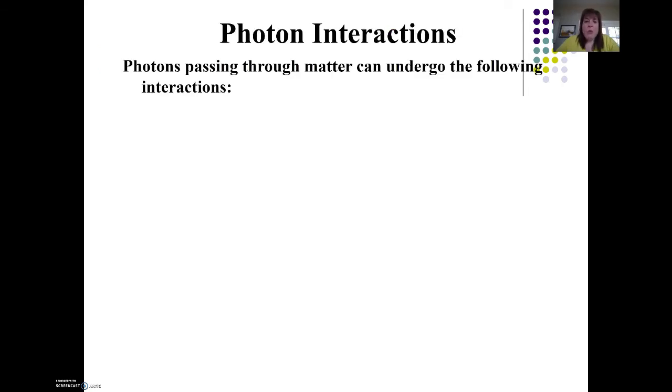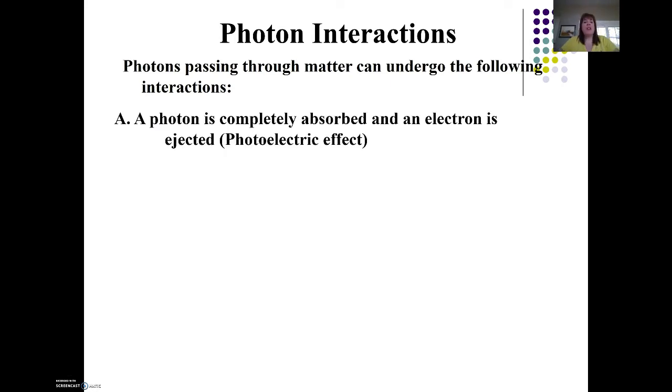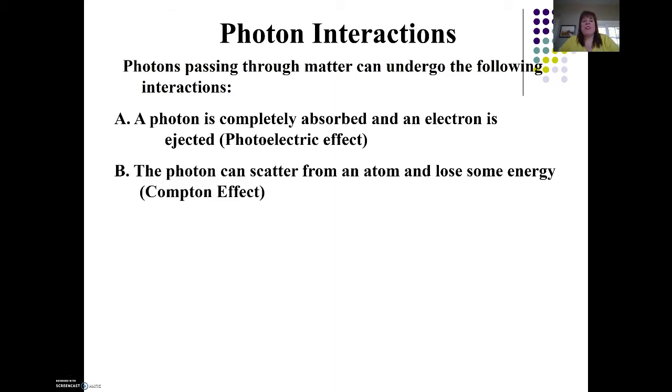Now, if light is a photon, then there are a couple of things that could happen. One, when it undergoes interactions with matter like atoms and electrons, if photons have enough energy, they could knock an electron out of an atom. That's actually called the photoelectric effect, and we're going to talk about it first. But what if it doesn't get absorbed? What if it just bounces off of it? Well, if it bounces off of it, it will lose some energy. So that means its frequency and wavelength will change. And that's called the Compton effect.